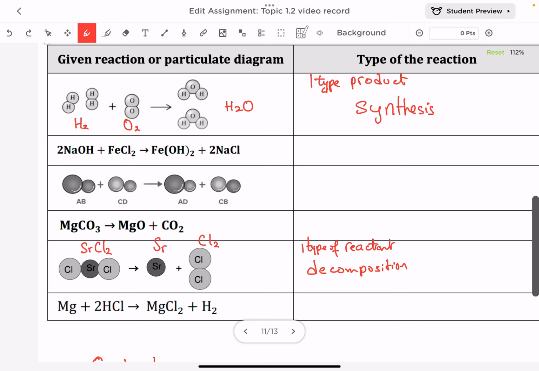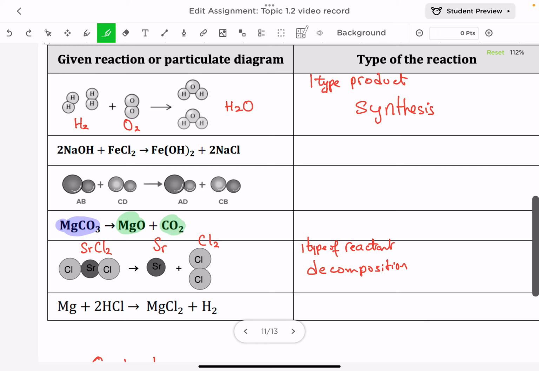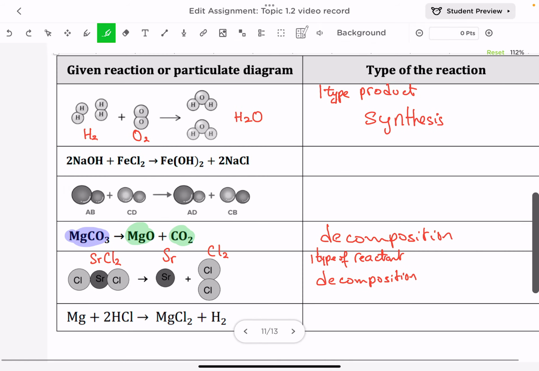Now let's look at the replacement. Wait, one more. I have here one more example. I have one reactant splitting into 2 products. So therefore, this is a decomposition reaction. Now, let's look at some replacement examples.